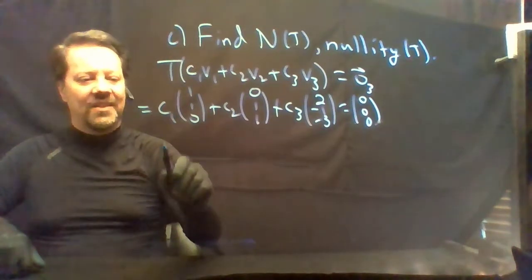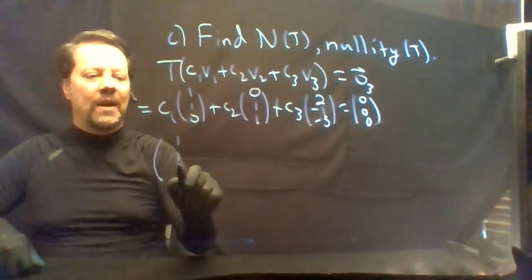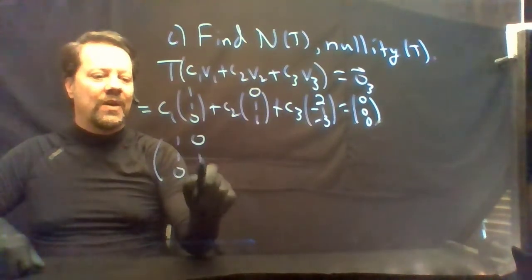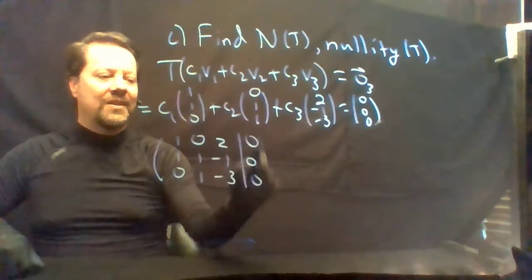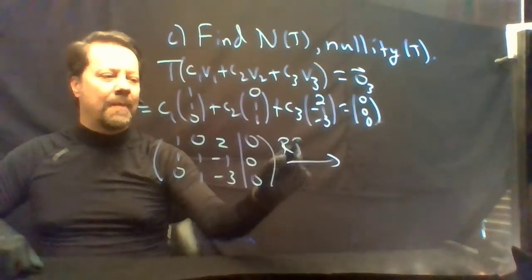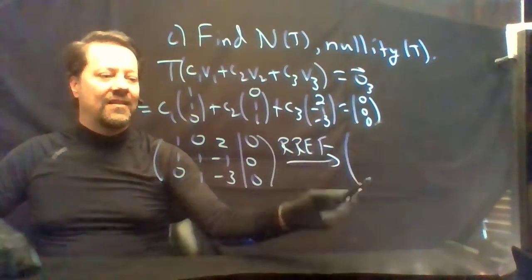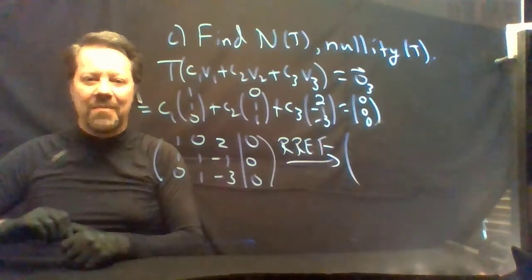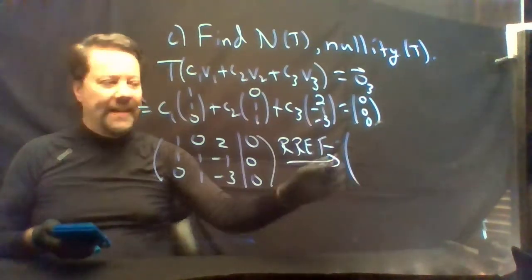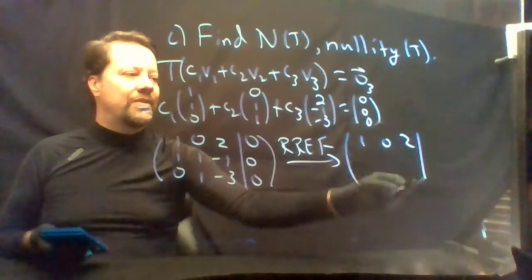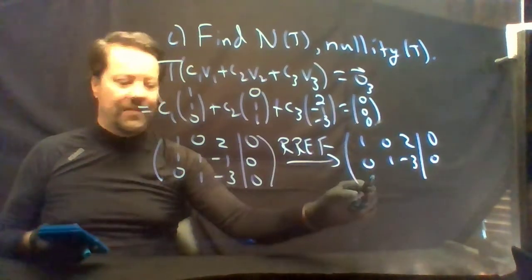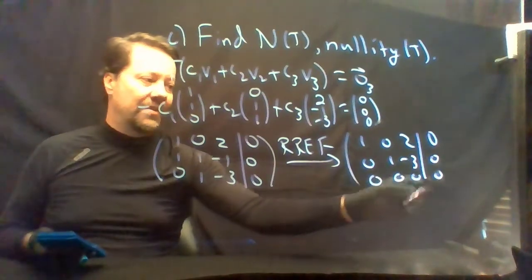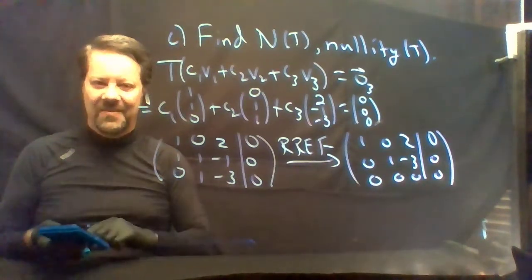To this end, we have the augmented array (1, 1, 0, 0), (1, 1, 2, -1), (-3, 0, 0, 0). What is the reduced row echelon form? My calculator gives me 1, 0, 2, 0; 0, 1, -3, 0; 0, 0, 0, 0.